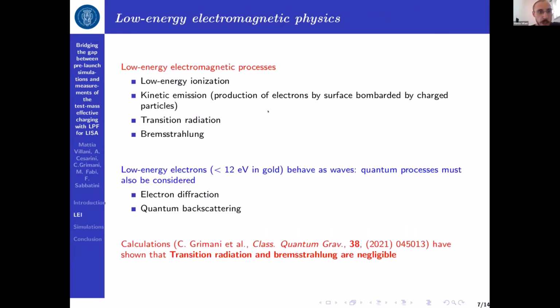So we did this extensive study on the processes that produce low energy electrons, and we found that low energy ionization and kinetic emission were the most important.